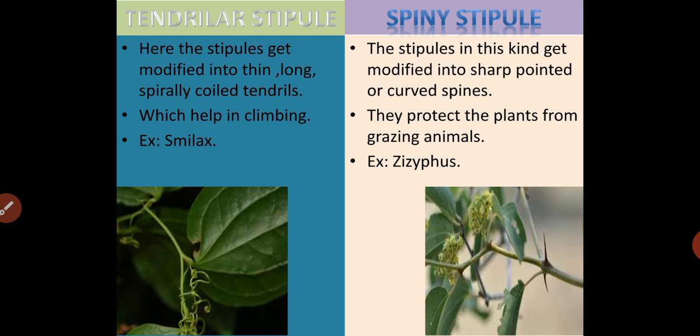In spiny stipules, the stipules get modified into sharp, pointed or curved spines. They protect the plants from grazing animals. Example, Ziziphus.